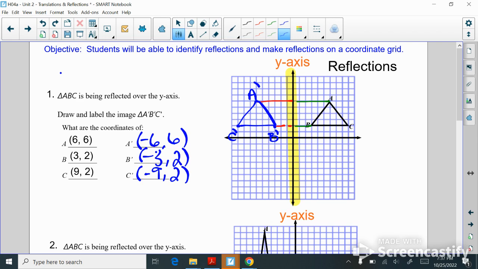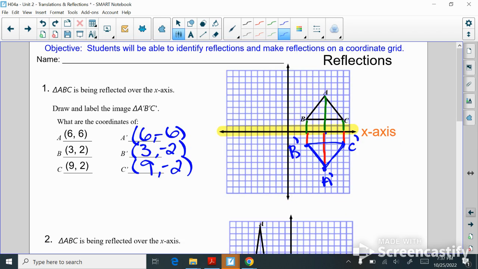Go back to the other page, so this page right here, and I want you to complete the other two problems for reflecting over the x-axis, and then same thing for the y-axis. You can pause the video and come back when you're done.